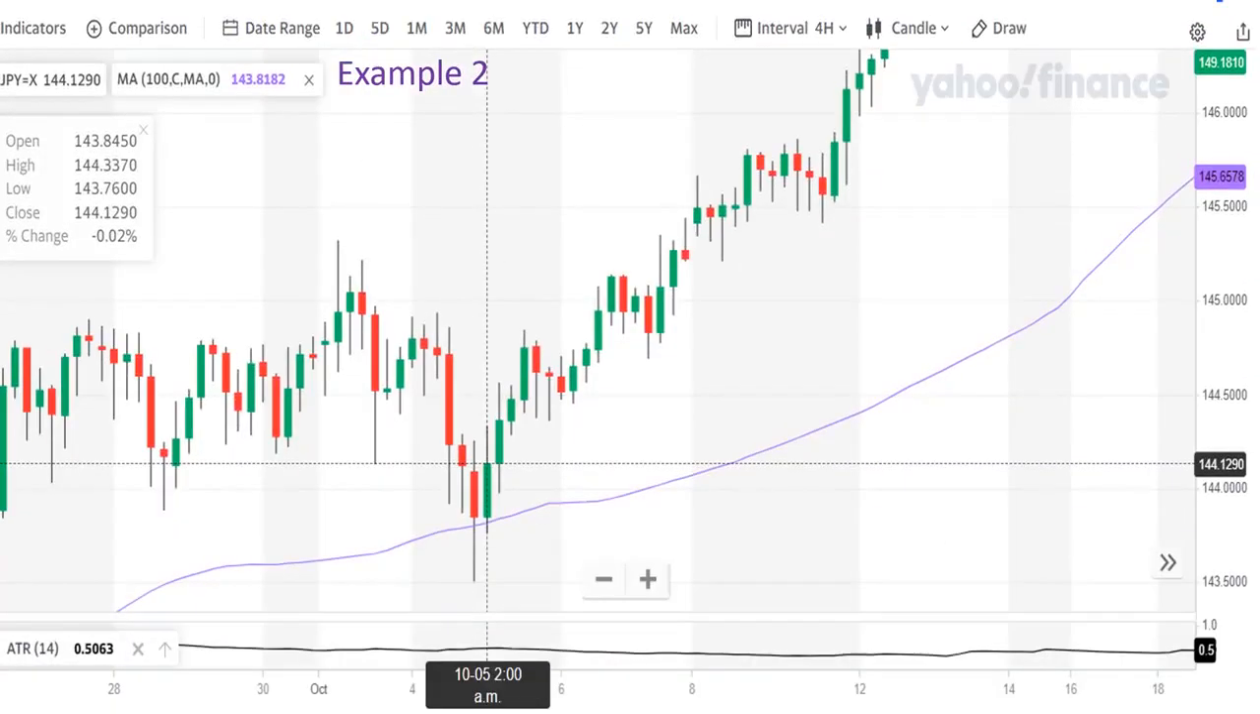Example number 2. This is USD-JPY pair and 4H time frame. As I explained earlier, to enter the trade, first we should check the direction of the trend, and since the price is above the SMA 100, the trend is in upward direction, and we should look to go long or enter the trade.